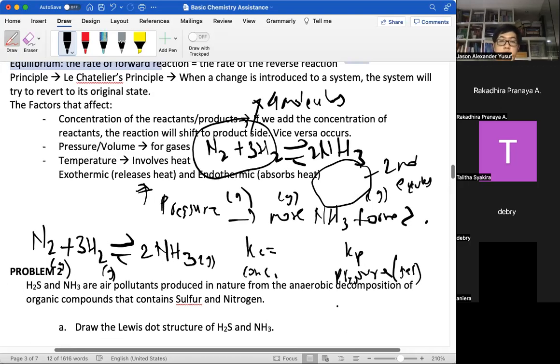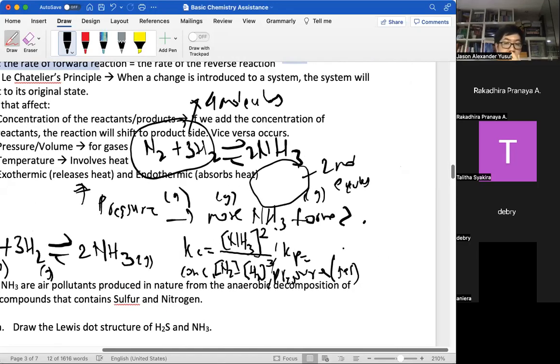Okay, so how do we write the equation? First of all, we always take a look at the product side. And so this is the concentration of ammonia. Look at the coefficient of ammonia, it is 2, and so we raise this to the power of 2. And we do the same in the bottom one, which is the concentration of nitrogen times the concentration of hydrogen raised to the power of 3. Okay.